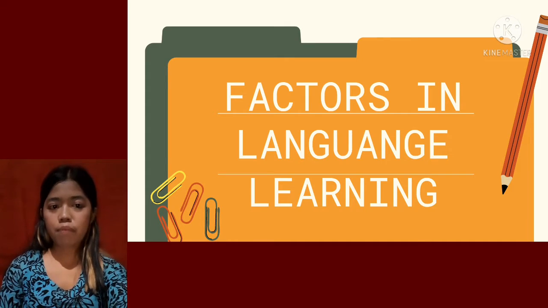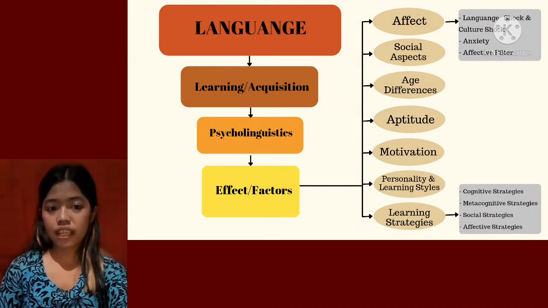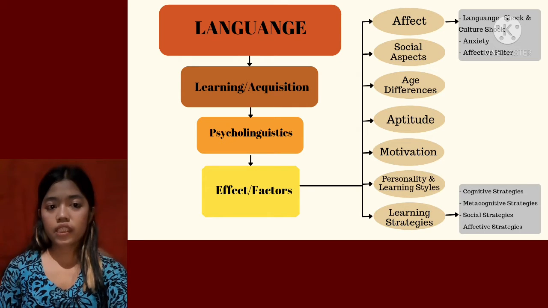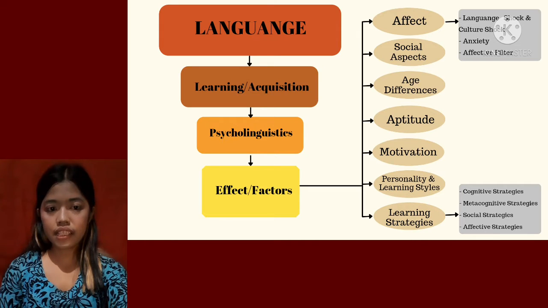So today, I'm gonna present about some effects or factors in language learning. But before I start, I will show you the mind mapping of the study that I will discuss in this video. As we can see, here we have language as the object of the study and how we learn or acquire it using psycholinguistic factors. There are 7 of them and I will explain more about it later in this video.